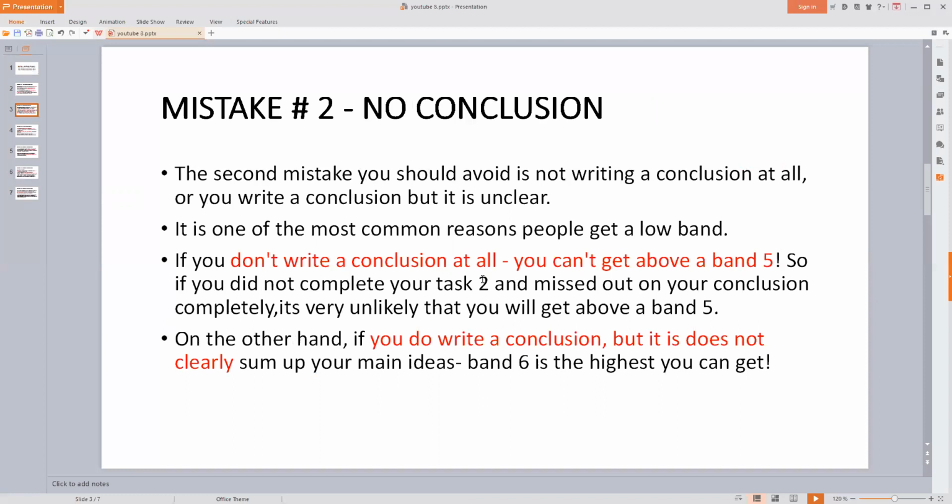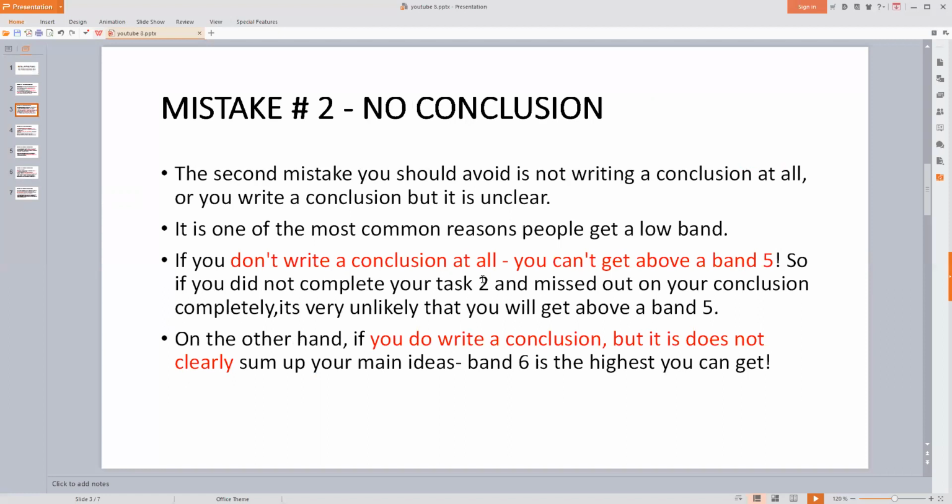Now you might say to me, well, in an exam, why won't I write a conclusion? It is very possible, guys, because let's say maybe you ran out of time in the exam and you couldn't complete your task 2. So obviously there would be no conclusion. Now let's look at both of these situations. If you don't write a conclusion, what will happen? If you don't write a conclusion at all, so there is no conclusion in your essay, you can't get above a band 5, and that's really bad.